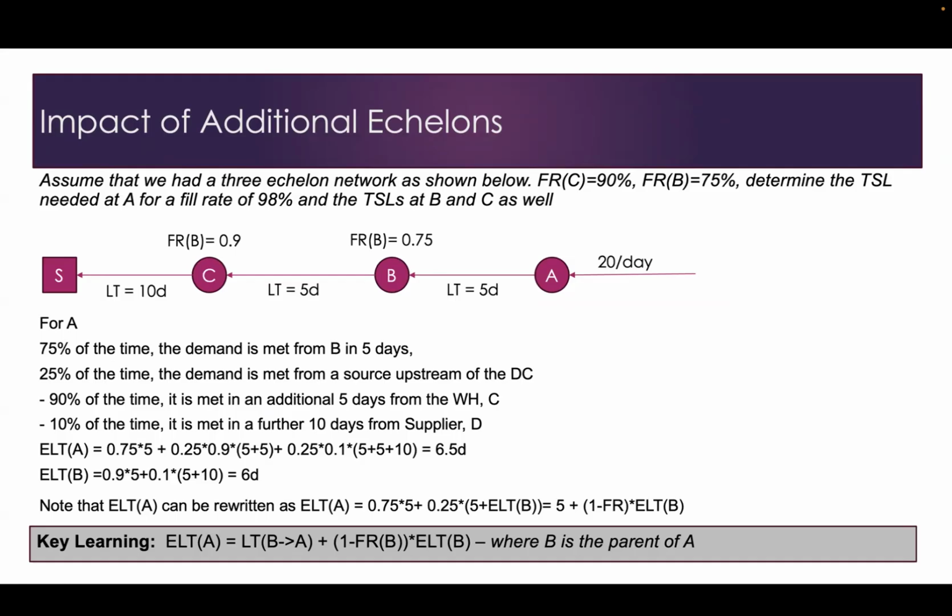Okay. So let's talk about A, because that's what we're really aiming for 98% on. So we agree that 75% of the time, the lead time is 5 days. The demand is met in 5 days. That should be obvious, right? The fill rate of B is 75%, so I should be getting it in 5 days. Nobody disagrees with that, right? I'm assuming silence as assent in this particular case.